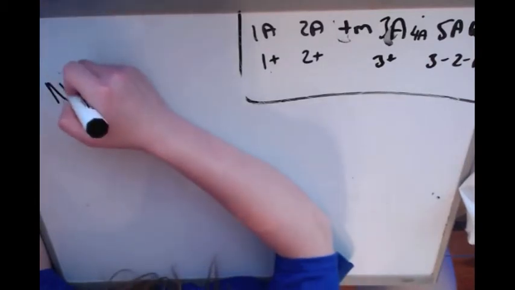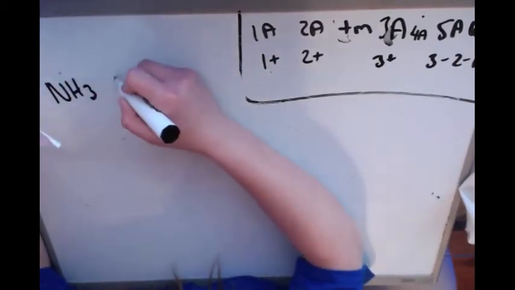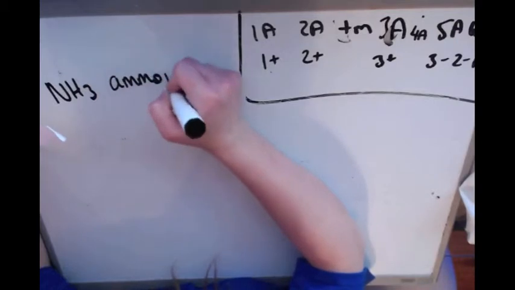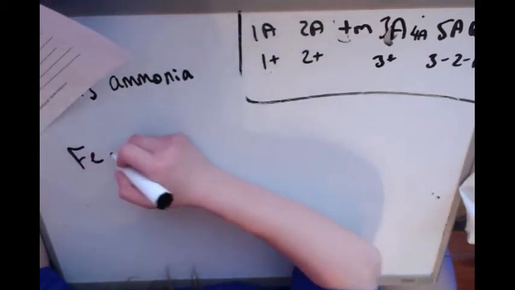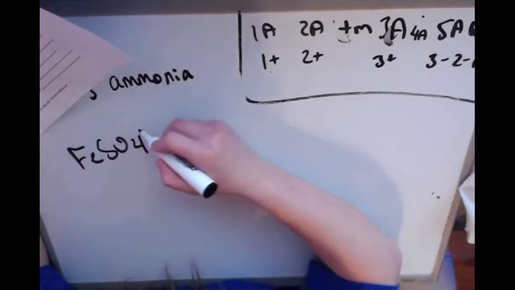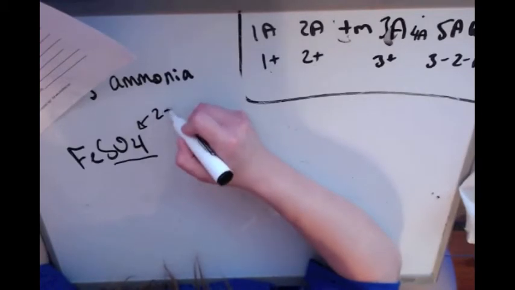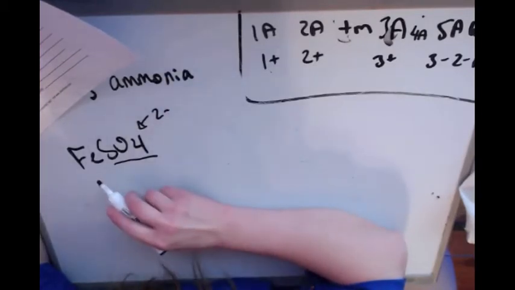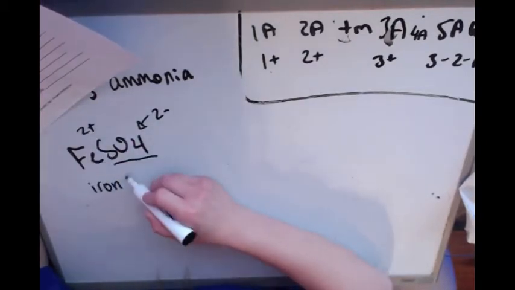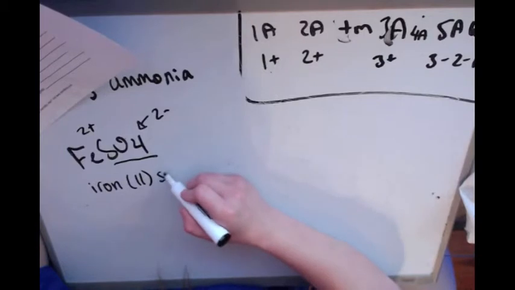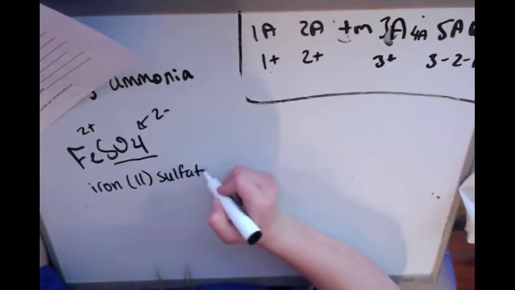Next on this list is NH3. You just have to know that that is called ammonia. Then we have FeSO4. This is a polyatomic anion, and you should know that it has a charge of 2 minus. There's 1 iron, so that 1 iron has to have a charge of 2 plus. So we write it as iron 2 sulfate.